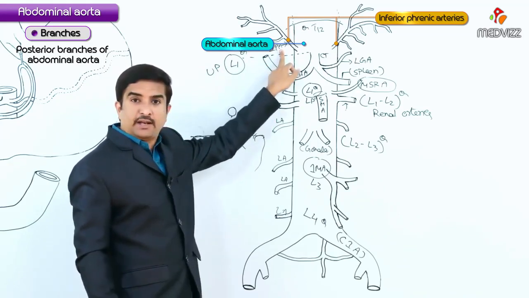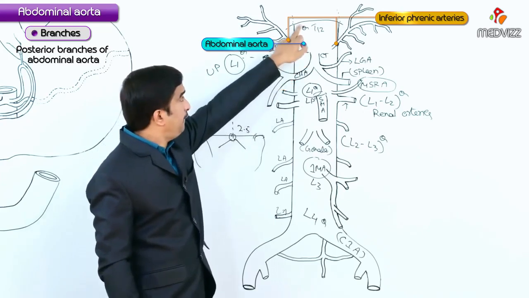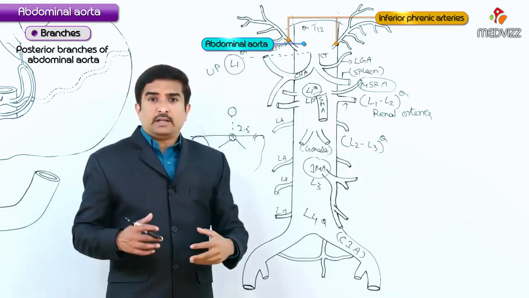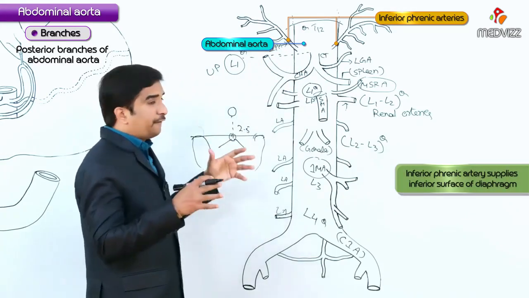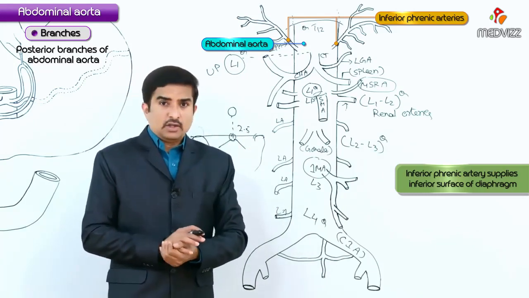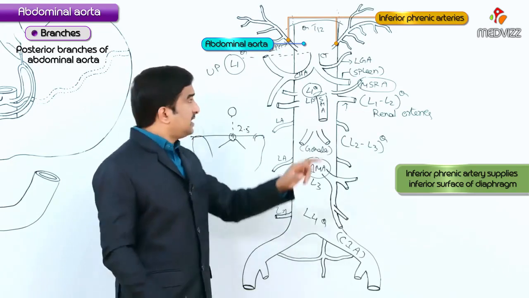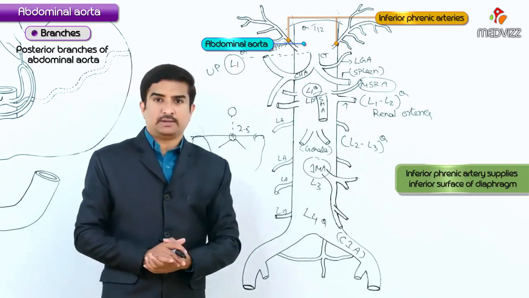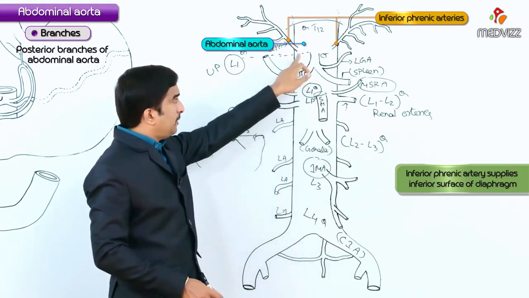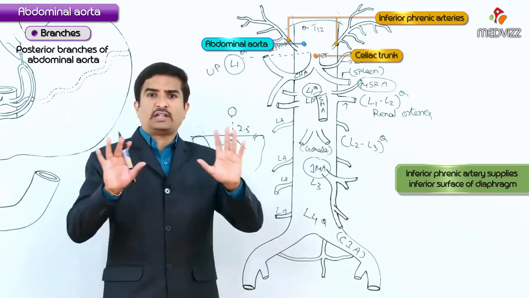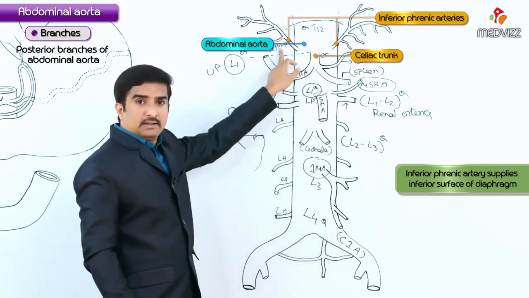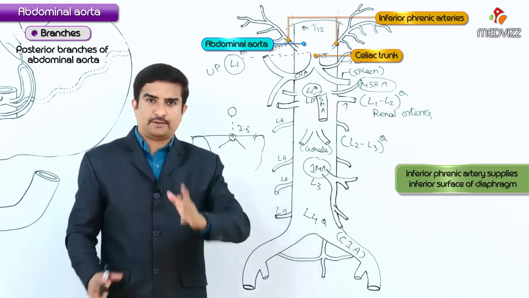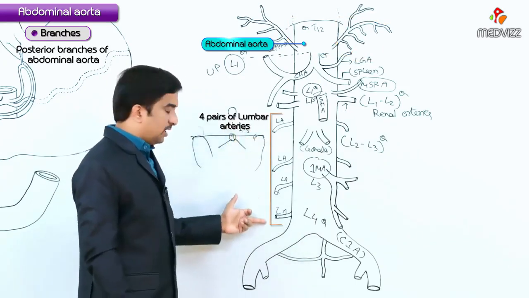These inferior phrenic arteries arise immediately inferior to the aortic hiatus, right? And they mainly supply the inferior surface of the diaphragm. Sometimes these inferior phrenic arteries may arise from the celiac trunk, or directly from the abdominal aorta, or as a common trunk from the abdominal aorta or from the celiac trunk. So whatever may be the origin, remember that the inferior phrenic arteries supply the inferior surface of the diaphragm.